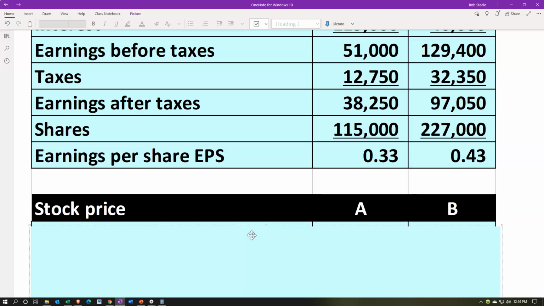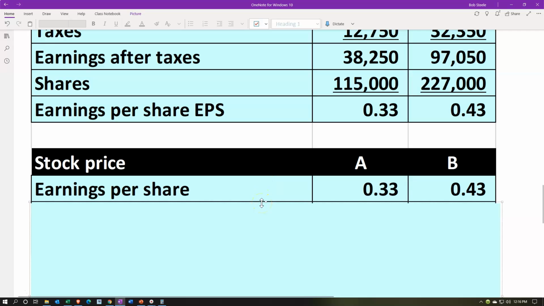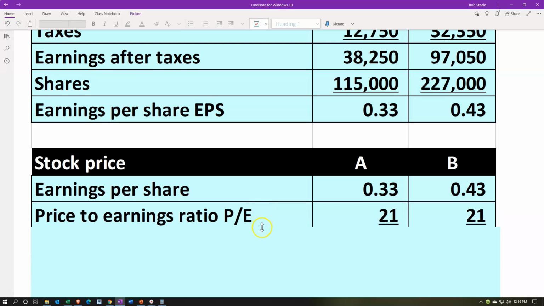And we'll then try to figure out, well, why would the market value the price as it is? Why would it be trading on a free market where people are making exchanges? Why would it be what it is on basically the market? That's what we're trying to determine when we're thinking about the market price. So we got the earnings per share of the 0.33 and the 0.43.